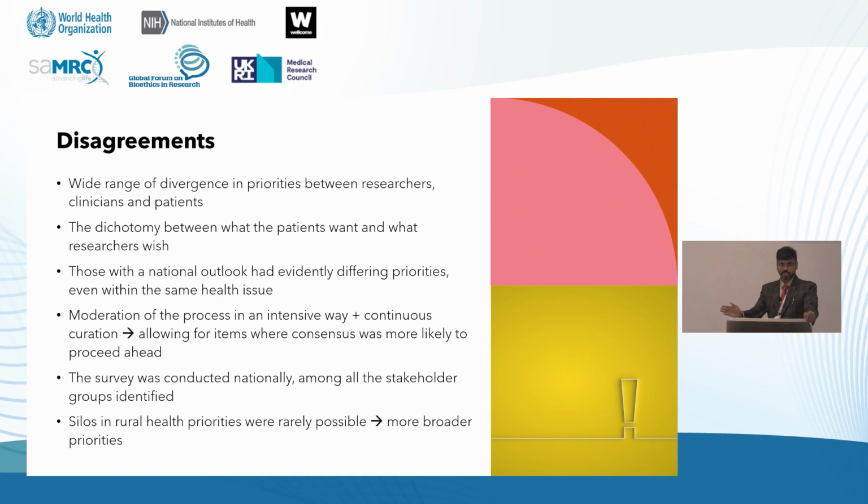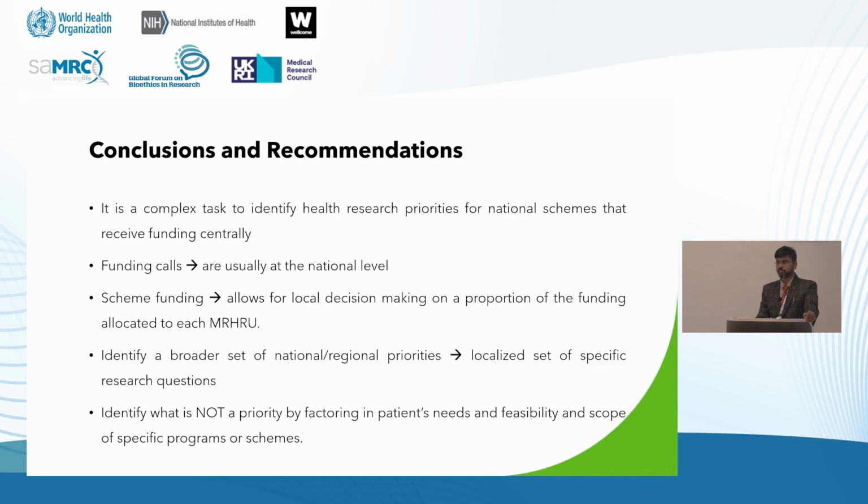So this curation is again a deviation from the James Lind Alliance method, but this was a necessary adaptation that we made. While we did the survey nationally among all stakeholder groups, we also recognized that putting silos for rural health research, putting silos into priorities, would be very difficult, and hence all our decision making has been very flexible from the very beginning.